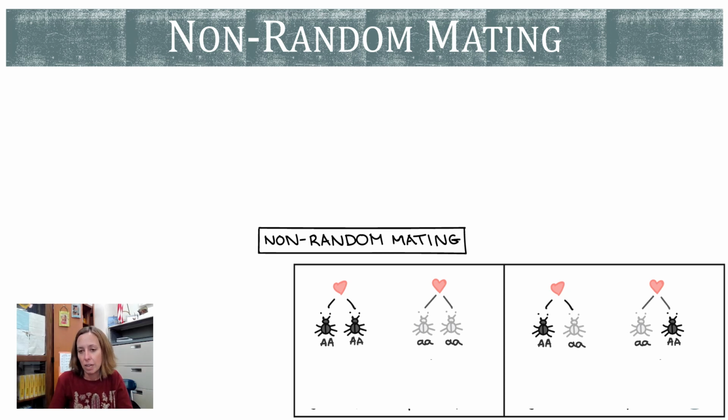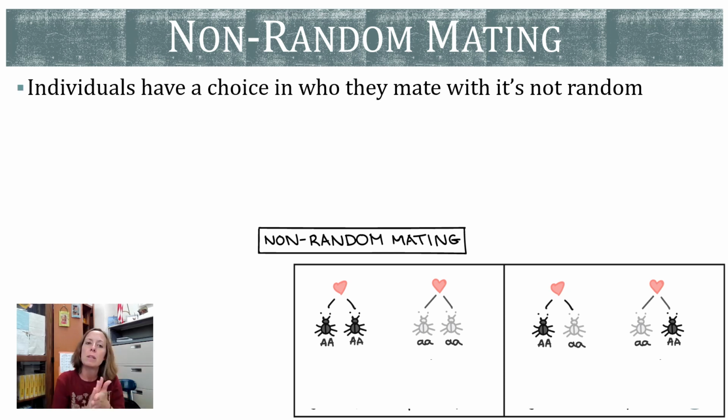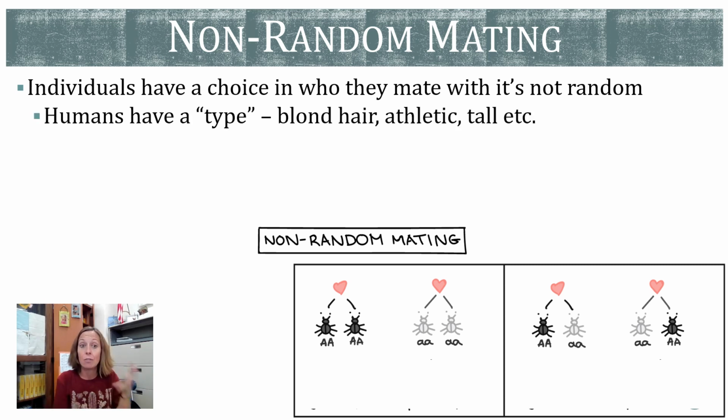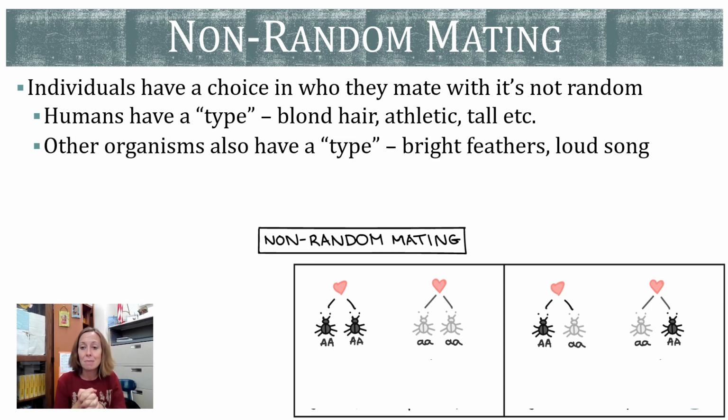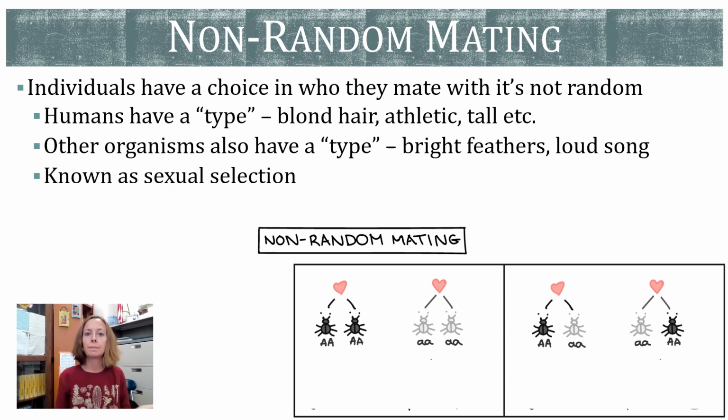Last, non-random mating. This is when individuals have a choice about who they mate with, so it's not random. They're picking it for some reason. So like humans have a type of person that they like, right? Or other organisms have a type of animal, like birds have a type of bird they want, right? Peacocks choose other peacocks because of their tail spread, or lions choose other lions because they're stronger, right? This is not random mating. This is choosing because of certain traits.